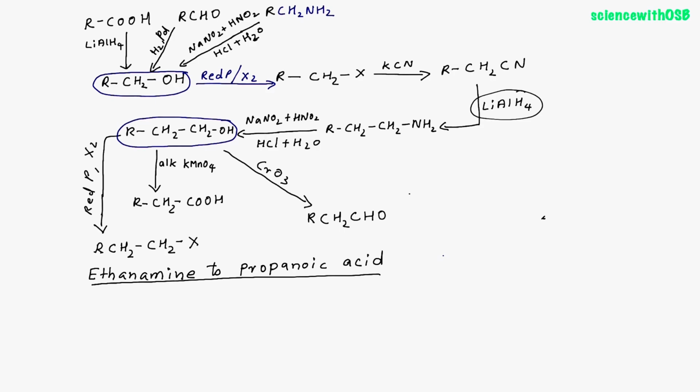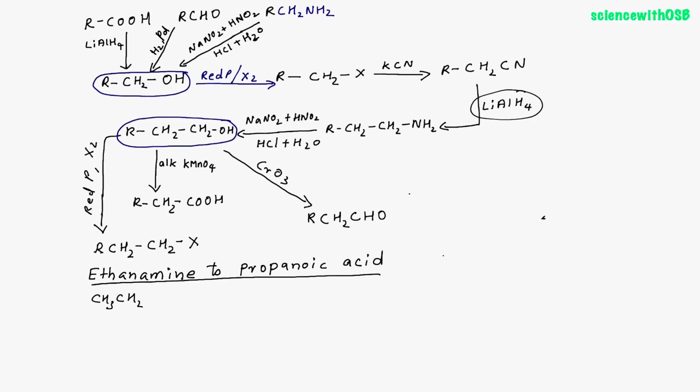We can try one more question. Ethanamine to propanoic acid. We are starting from amine and we are not directly finding the higher homologue of amine, but we are finding a carboxylic acid with 1 extra carbon. Ethanamine has 2 carbons and propanoic acid has 3 carbons, right? So we are starting from an amine. We will follow these steps, reaching the alcohol with 1 carbon extra, oxidizing with alkaline KMnO4, and you get the corresponding carboxylic acid. Hope you understand. Okay, we can start with ethanamine.